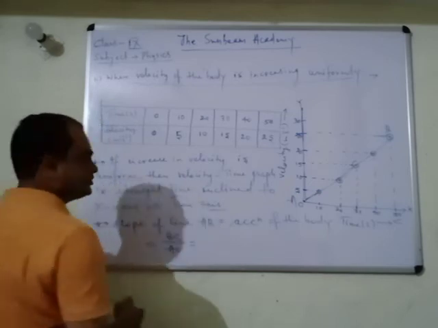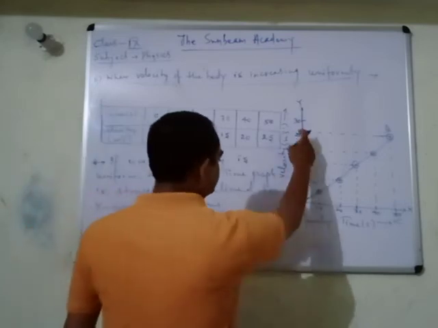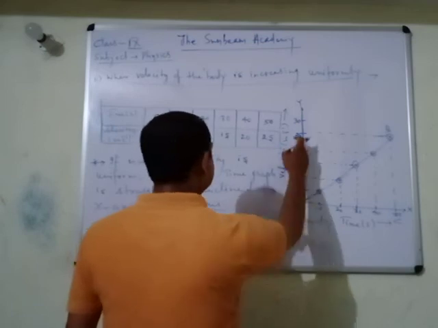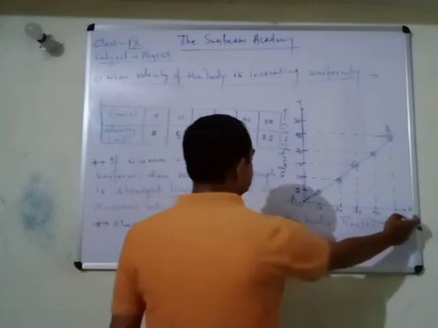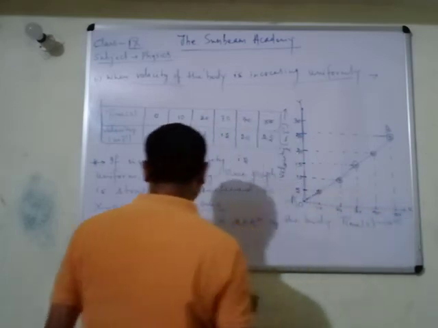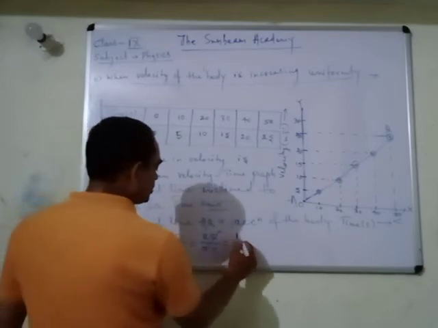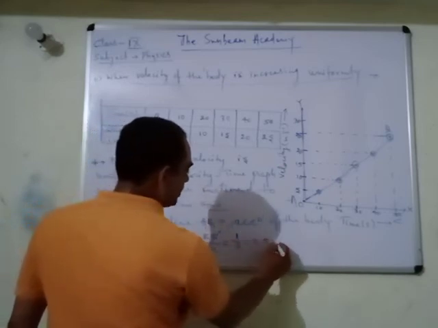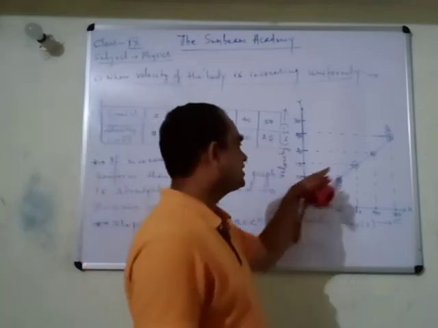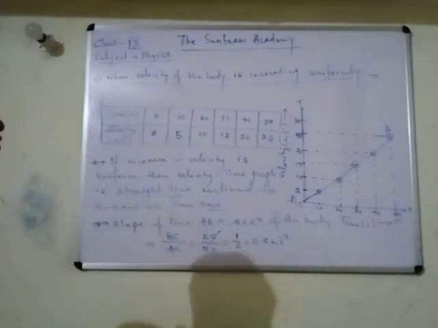What is the value of BC? BC is 25 from here to here. This is 25, because this value is 25, this is 0. So 25 minus 0 you will get 25, and from here to here, this is 0 and this is 50 seconds. So 50 minus 0 you will get 50. So 25 divided by 50 you will get 1 by 2, that is 0.5 meter per second square. The acceleration of the car is 0.5 meter per second square.